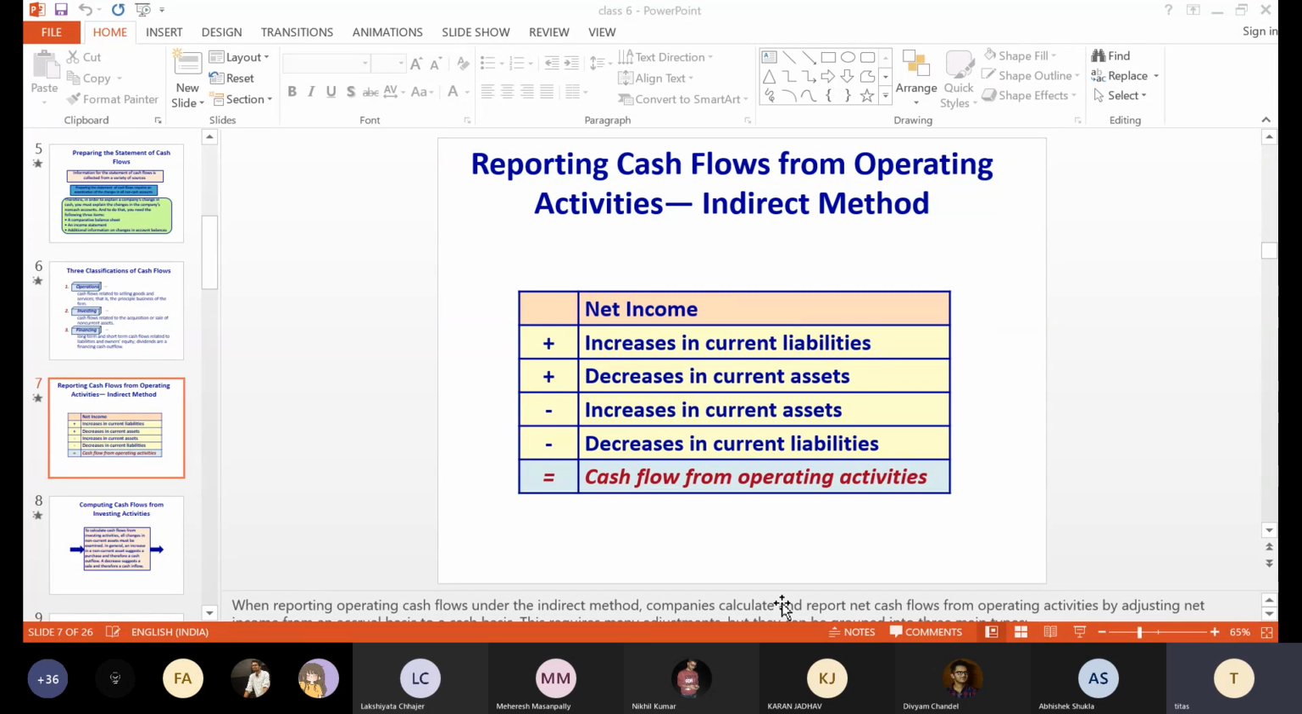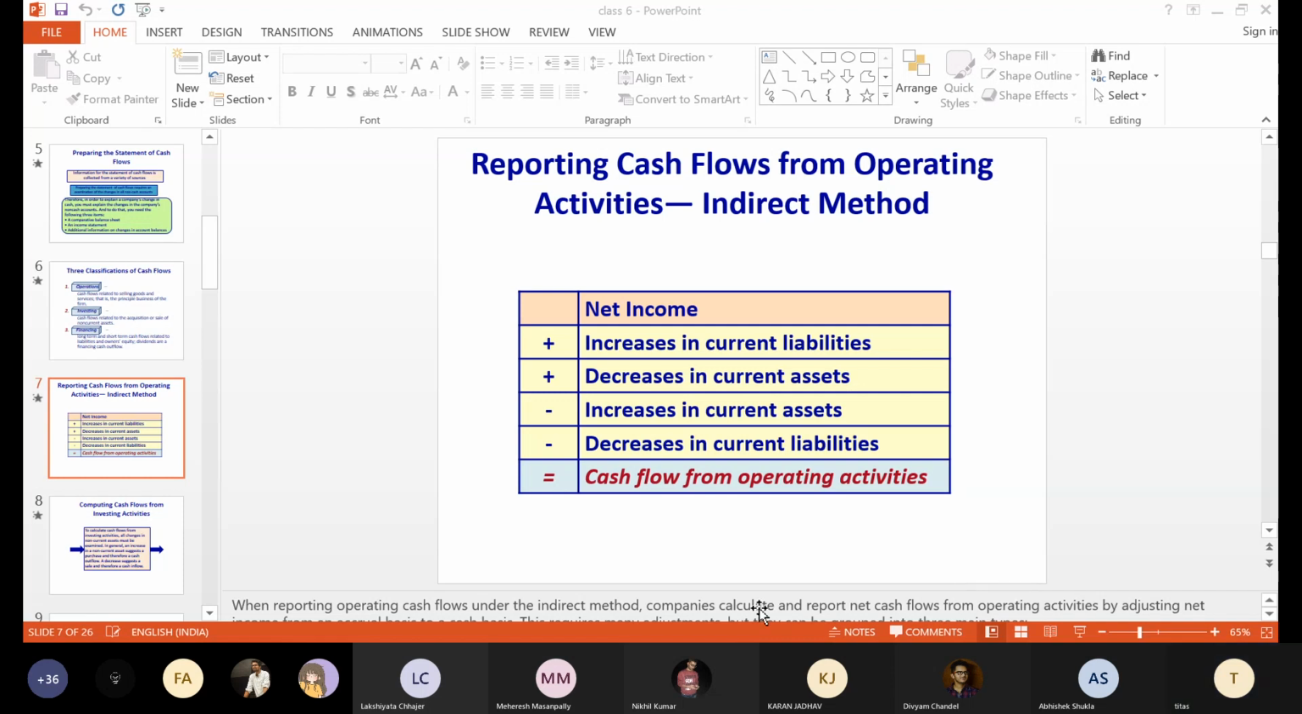So out of that, which figure should be considered for determining cash flow from operations? Net profit. So what is the figure? Four. Okay. So here, net profit is for the year.